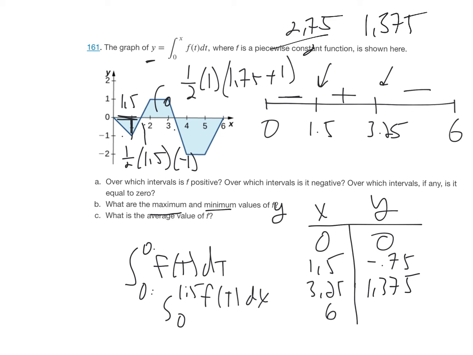Well, let me ask you this. We want to know the maximum and minimum values. Do you see that whole negative area? That negative area is a lot bigger than 1.375. So I know it's going to be a minimum. Now maybe we got to find it because maybe it's smaller than negative 0.75. Okay, I'll do it.